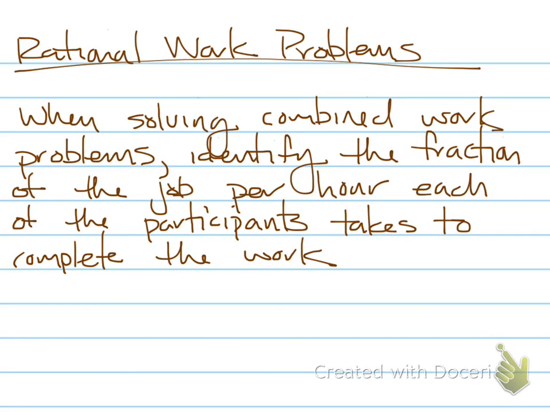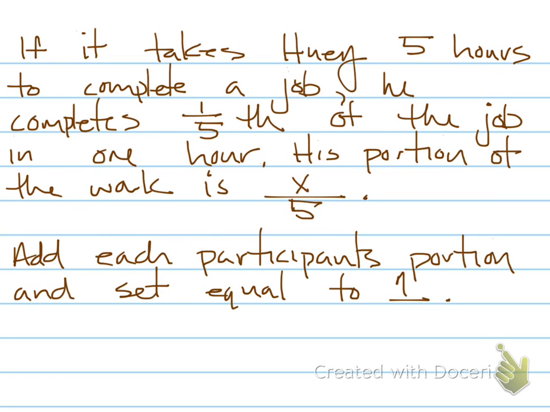In this lesson, we're going to be solving rational work problems. So when solving combined work problems, you need to identify the fraction of the job per hour each of the participants takes to complete the work. So, for example, if it takes Huey 5 hours to complete a job, he completes 1/5 of the job in 1 hour. His portion of the work is x over 5.